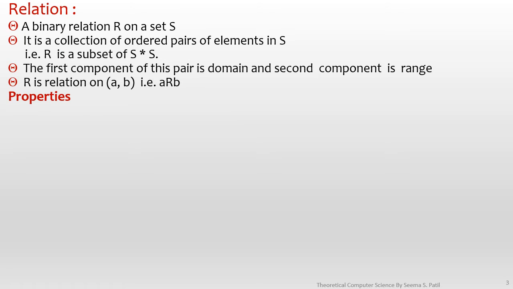A binary relation R on set S is a collection of ordered pairs of elements in S. That is, R is a subset of S star S. It is a set of ordered pairs. The first component of the pair is the domain and the second component is the range. If R is a relation on pair A, B, we can write it as ARB.